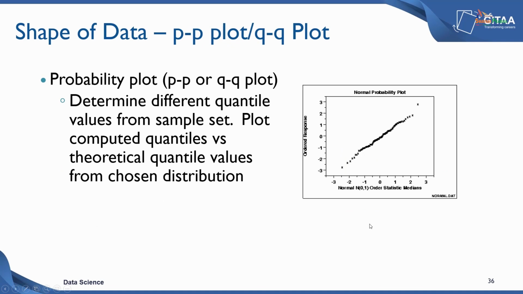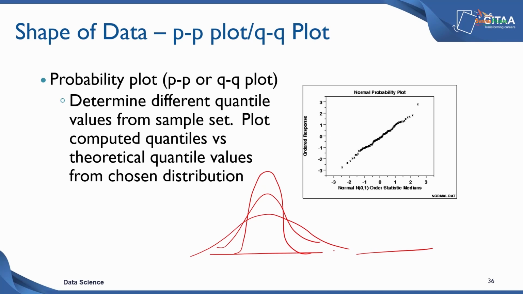The second way to understand the shape of the data: one very specific distribution of particular interest is the normal distribution. The PP plot and the QQ plot check whether your data is normally distributed. When I say normally distributed, that's a bell-shaped curve. You could have it like this, or you could have it like this. All of these are bell-shaped curves.